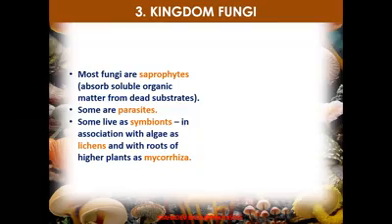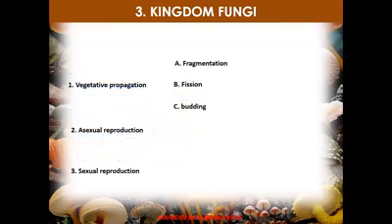Example, algae and fungi. The algae and fungi relationship is called the symbiotic association, that is known as lichens, and with the roots of higher plants as mycorrhiza. Here, algae provides the food and fungi provides the nutrition that is required. In such cases, both the organisms can grow. So that is called the symbiotic type of association.